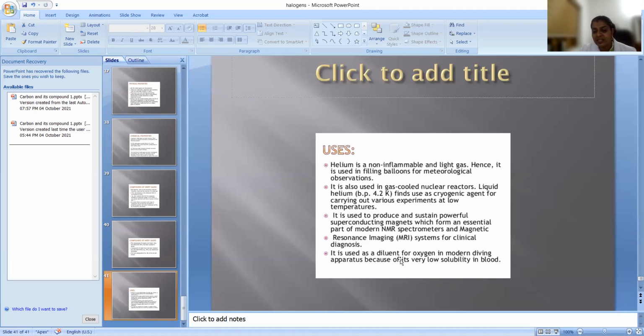And it is used as a diluent for oxygen in modern diving apparatus because of its very low solubility in water. Okay, that's all. Thank you.